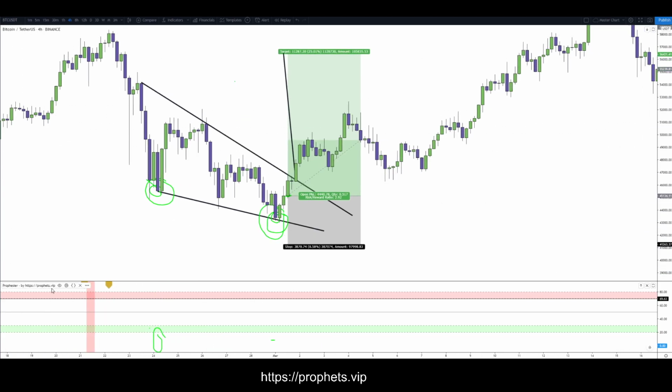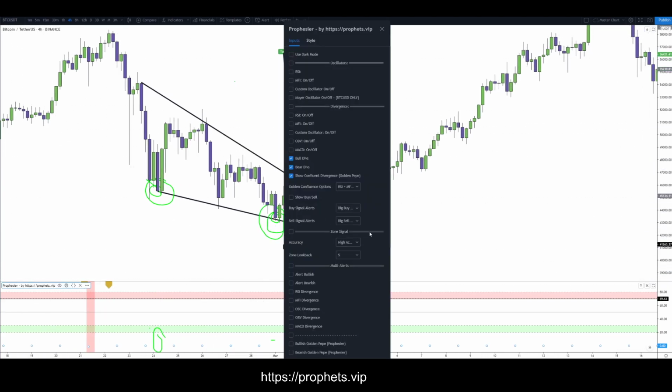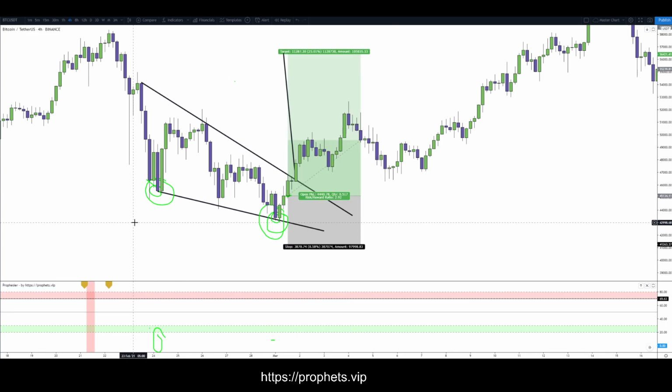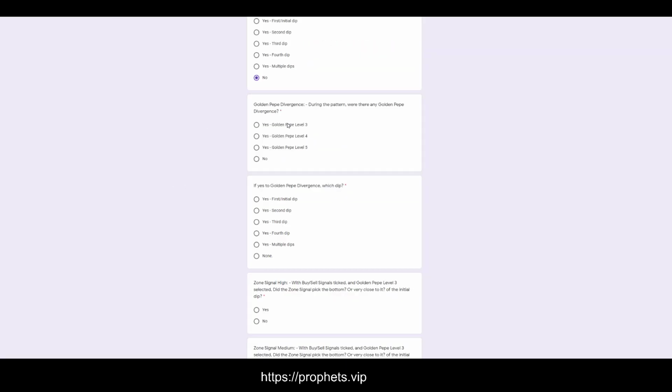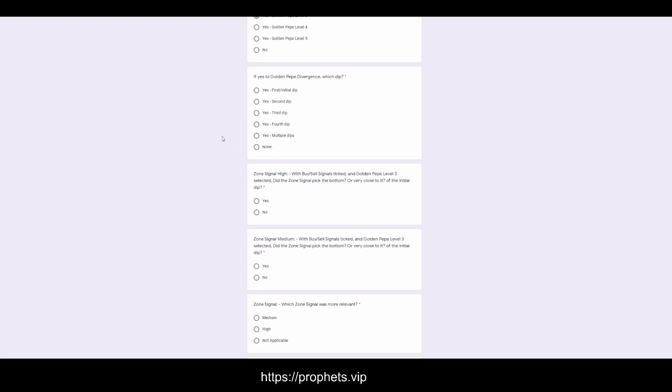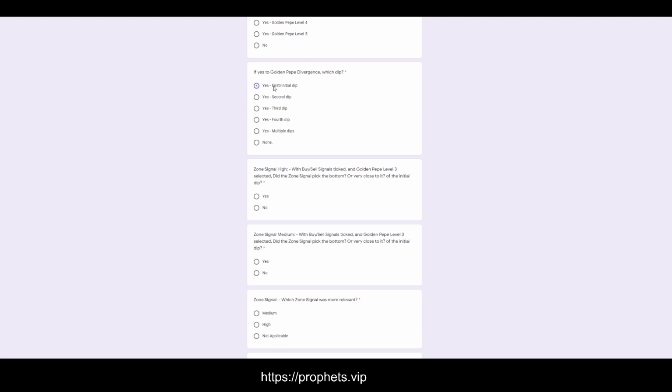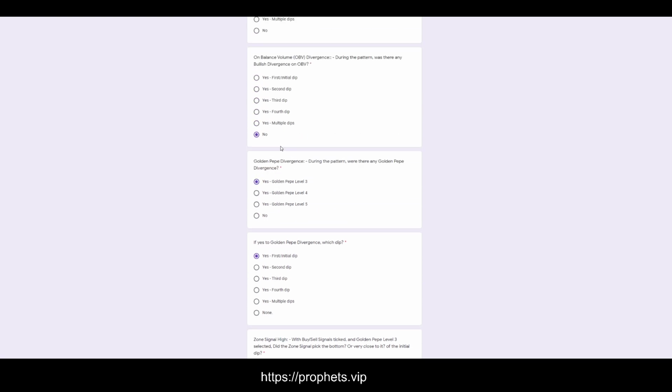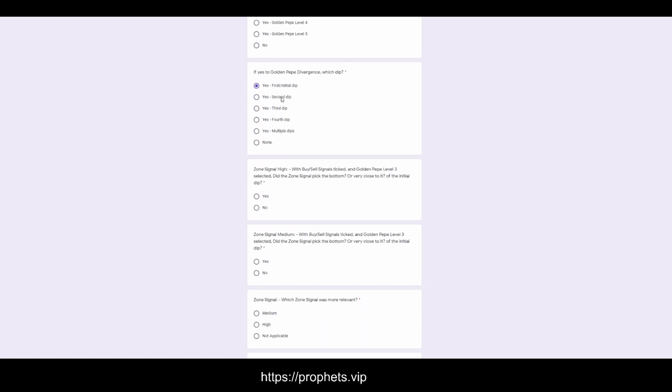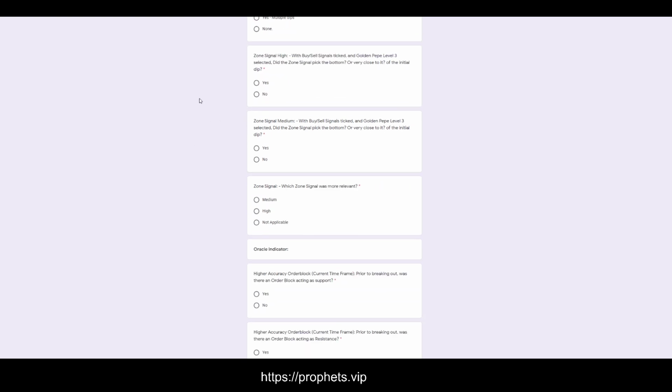Sweet. Moving on from that. Cool. So there was Golden Peak, only level 3, alright? But it did exist. And that was on the first initial dip, right? If there was more than one, it's the same as the previous divergence questions, you just choose. So this one was just on the first initial dip for the level 3.